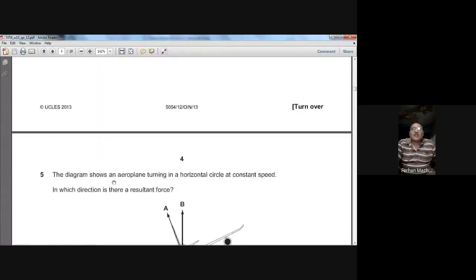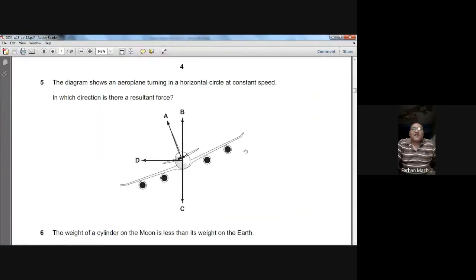We are moving to the next question. A famous question which repeats many times in papers. Question number 5. The diagram shows an aeroplane turning in a horizontal circle at constant speed. In which direction is there a resultant force?